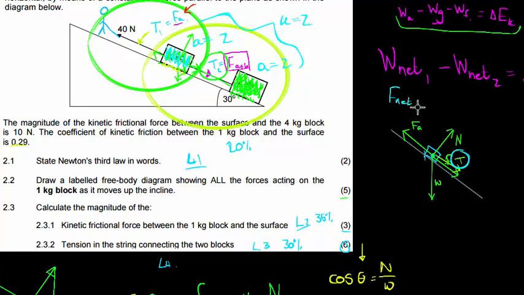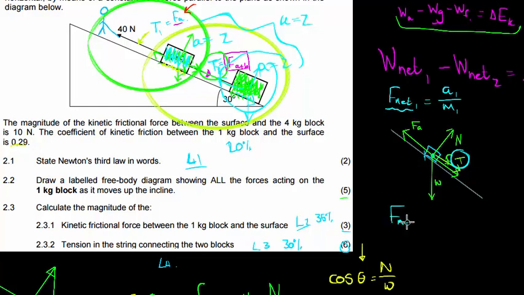I can say the net force on object 1 is equal to the mass of object 1 times its acceleration, but the net force on object 1 includes tension, which I don't know. So let's look at the net forces on object 2. On object 2, there's weight, there's friction, there's normal force, and there's tension. So for object 2, I also cannot use it. Since tension is the unknown, let's look at the whole system together as one.